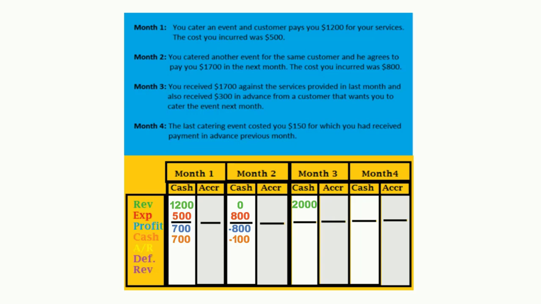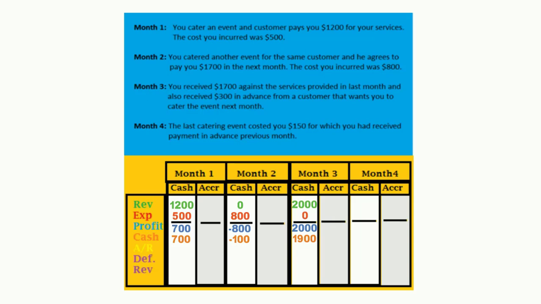And we had no expenses that month. So we have $2,000 in profit, and our cash balance increases by $2,000. So at the end of this month, we now have $1,900. That is $2,000 minus $100 that we owed to the bank from month 2.